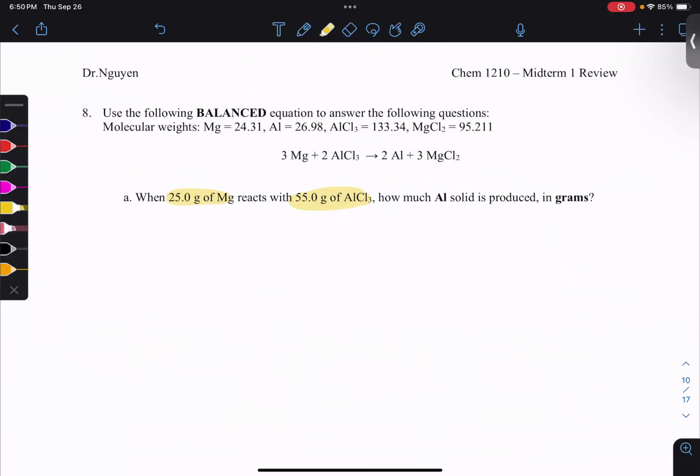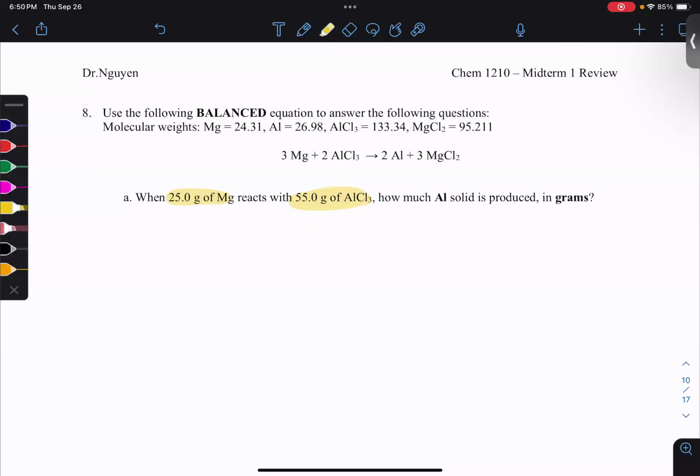A lot of students will be like, oh, it's the smaller amount. Nope, that's not always true. Oh, it's the one with the largest coefficient. Nope, that's not always true, all right? There's no trick to this. You literally have to do stoichiometry twice and check the numbers and compare them. Even I can't tell which one runs out first.